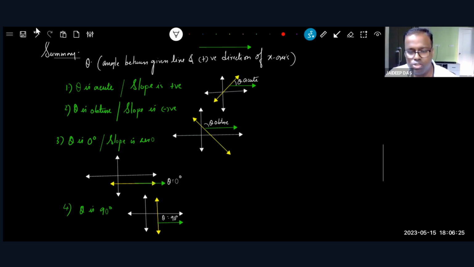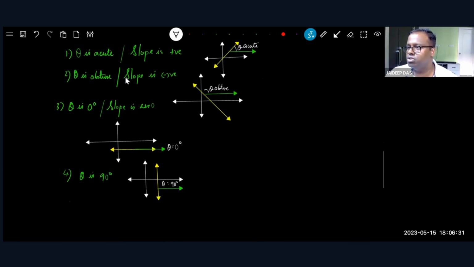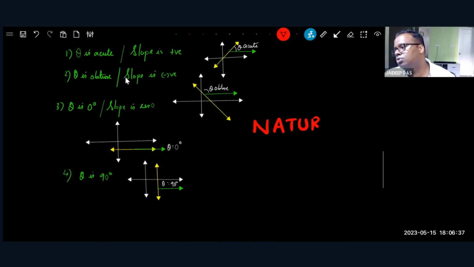So we have now understood the nature of slope. So far, what did you understand? You basically understood nothing more than the nature of slope. You still don't know how to calculate. So this is about the nature of slope. Are you fine with the nature of slope so far? The nature can be positive, negative, infinity, and 0.